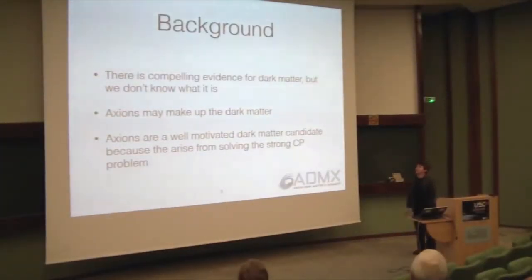So there's compelling evidence for dark matter, but we don't know what it is. And this could be a workshop on its own, but we'll focus on axions. Axions are one candidate that may make up the dark matter. And as Giovanni spoke about yesterday, they're particularly well motivated because they arise from the Peccei-Quinn solution to the strong CP problem.